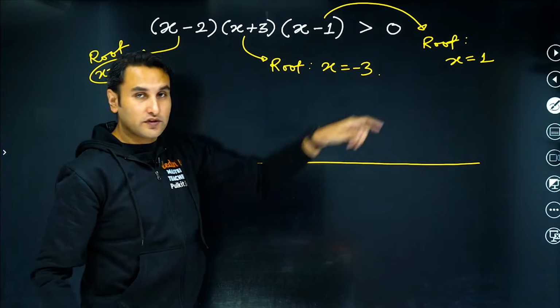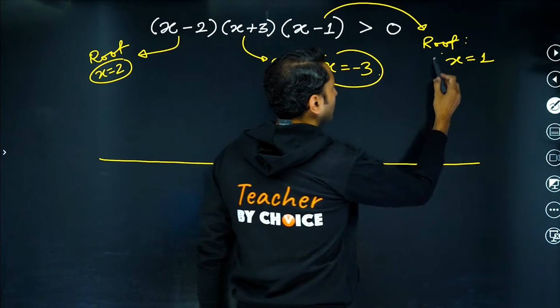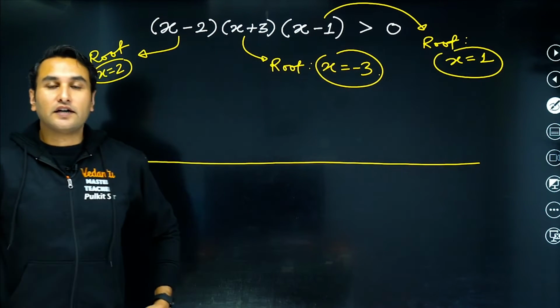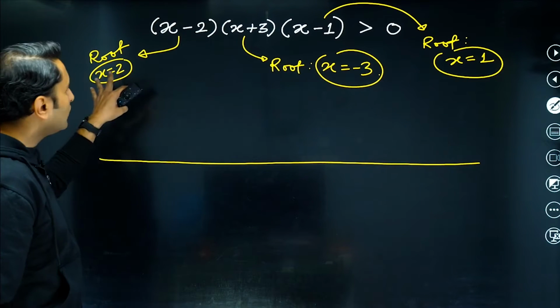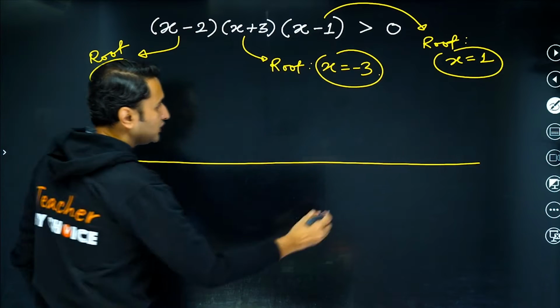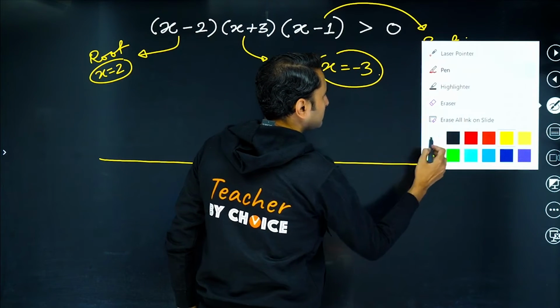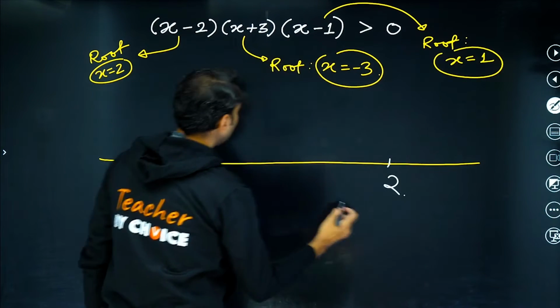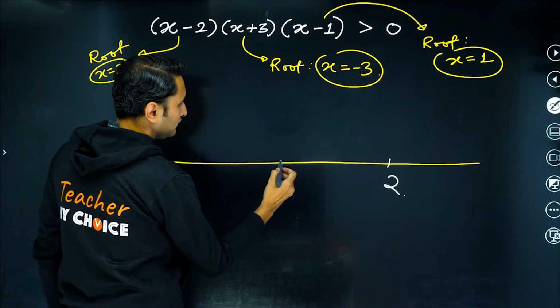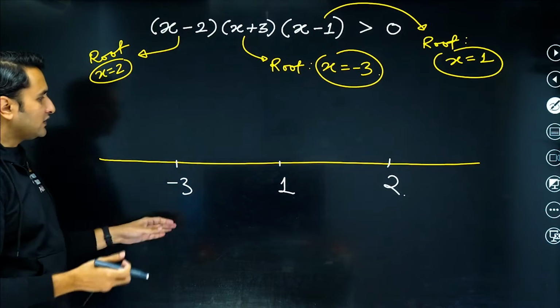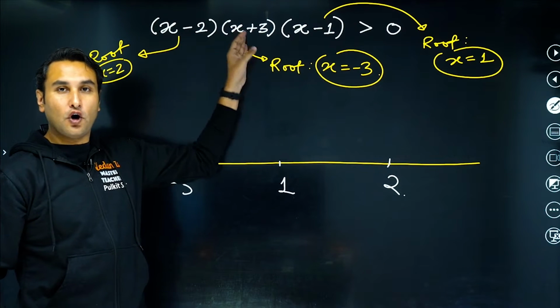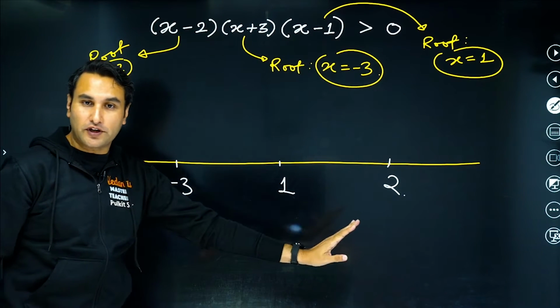Now all these roots, plot them on the number line in the correct order, that is ascending or descending order. So what is the biggest one? 2 is the biggest one. So 2 here. Which is the next one? 1. Which is the next one? Minus 3. So minus 3, 1, 2. The roots of all the individual factors I have plotted.